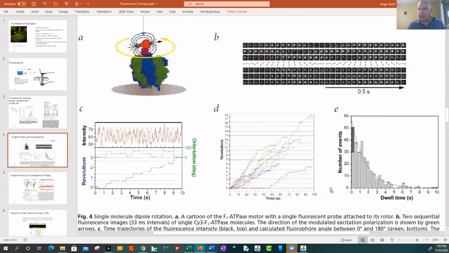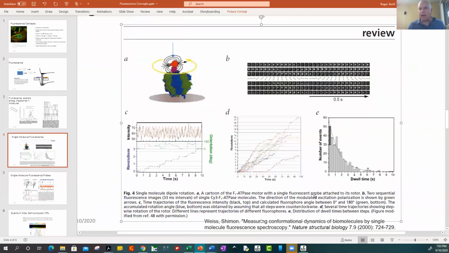But in any case, you can do all kinds of things with these data, but it's only because you're looking at a single fluorophore that you can get this type of data. Does that make sense?